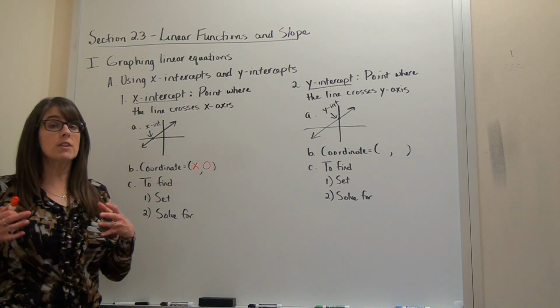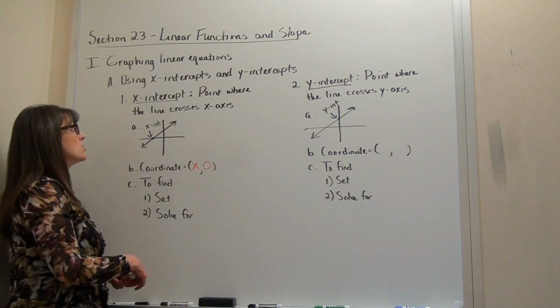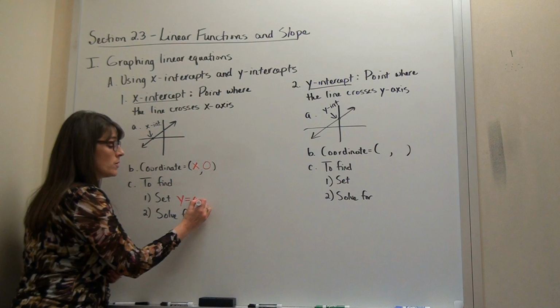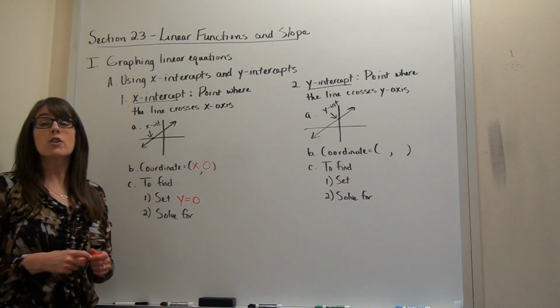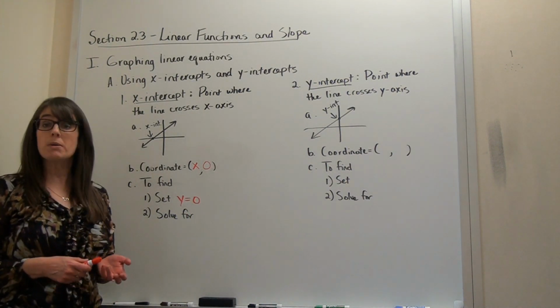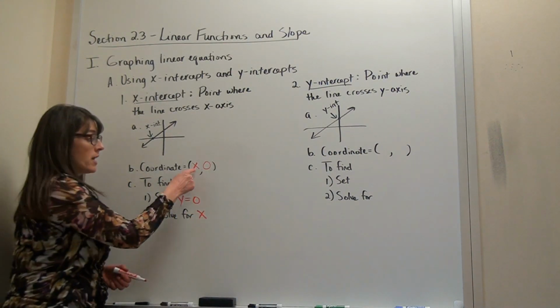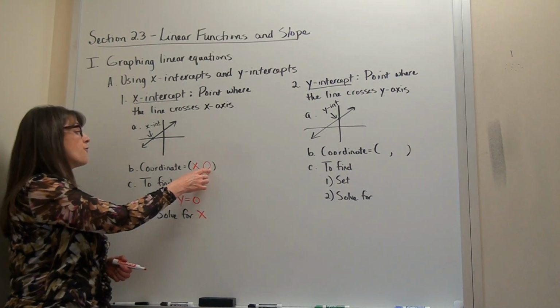But what I do know is that my Y-coordinate is 0. So in other words, if you're given the equation for that line and you need to get this X-intercept, what you do is you set your Y-coordinate equal to 0, and when you do, the only variable that you have left will be your X variable. So you'll solve for your X, and that will give you the X-coordinate and your 0 for the coordinates for that X-intercept.